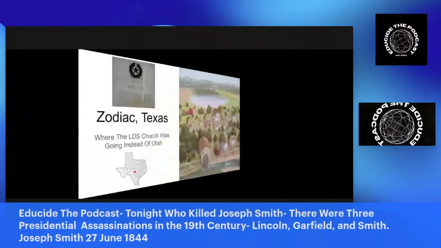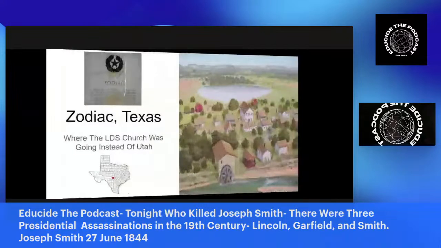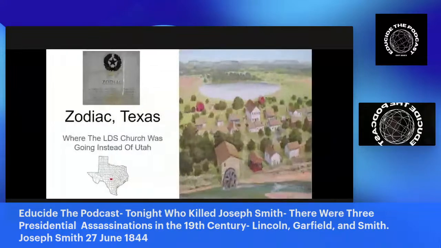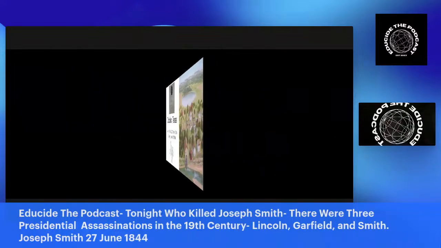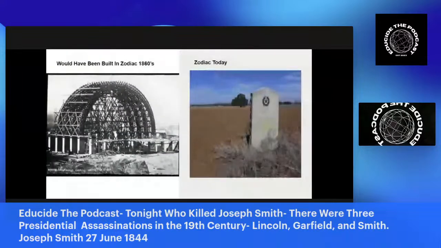Zodiac, Texas, where the LDS Church was going instead of Utah. There's a picture of where Zodiac is in Gillespie County. There's a picture of the building in the 1860s of the Mormon Tabernacle. This would have been on Temple Square. And here's a picture of Zodiac, Texas, taken recently. Notice that the tabernacle would be located on Temple Square in Gillespie County.